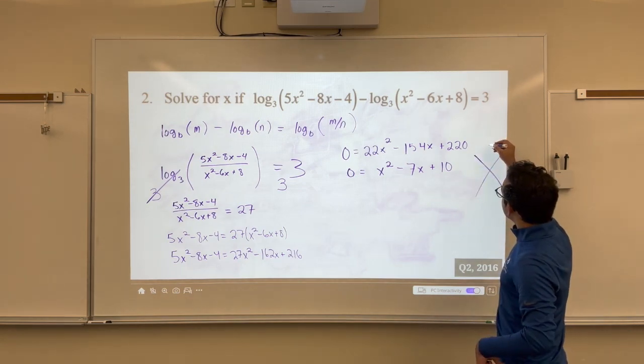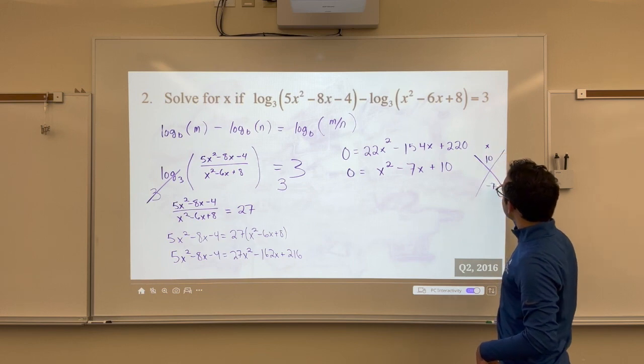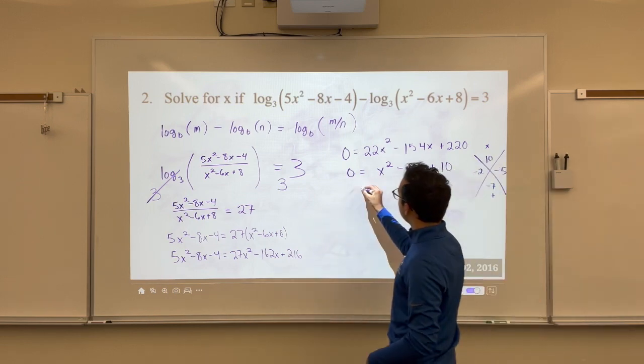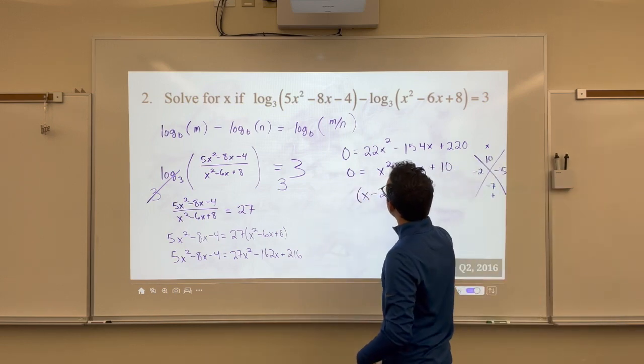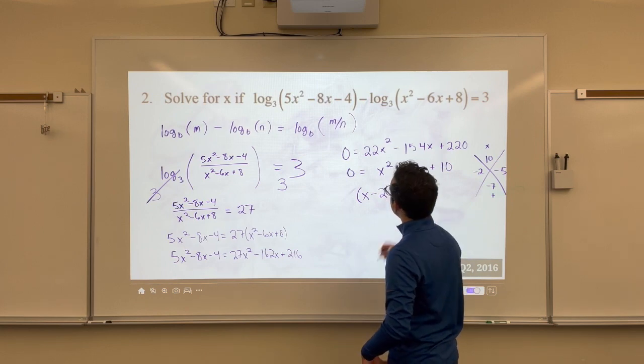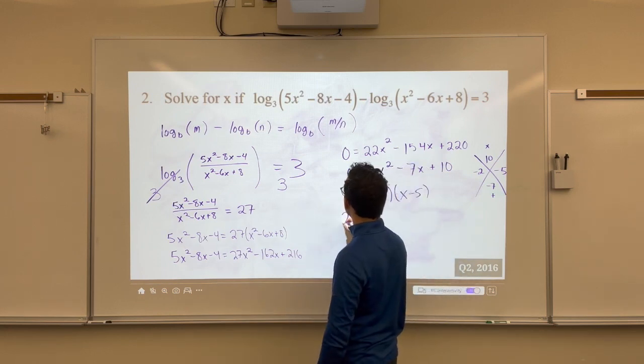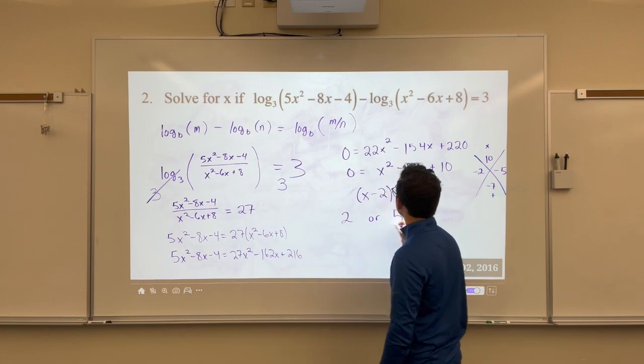We would say that we need two numbers that multiply to 10 and add to negative 7, and that would be negative 2 and negative 5. So factoring this would be x minus 2 times x minus 5. So we would say that x could be 2 or 5.